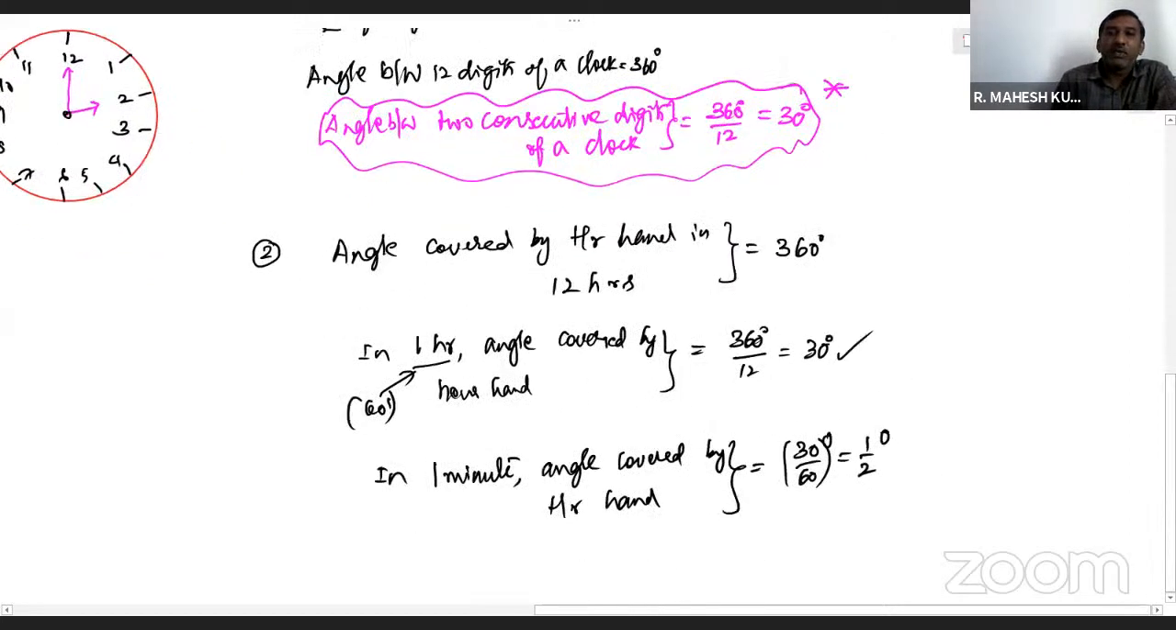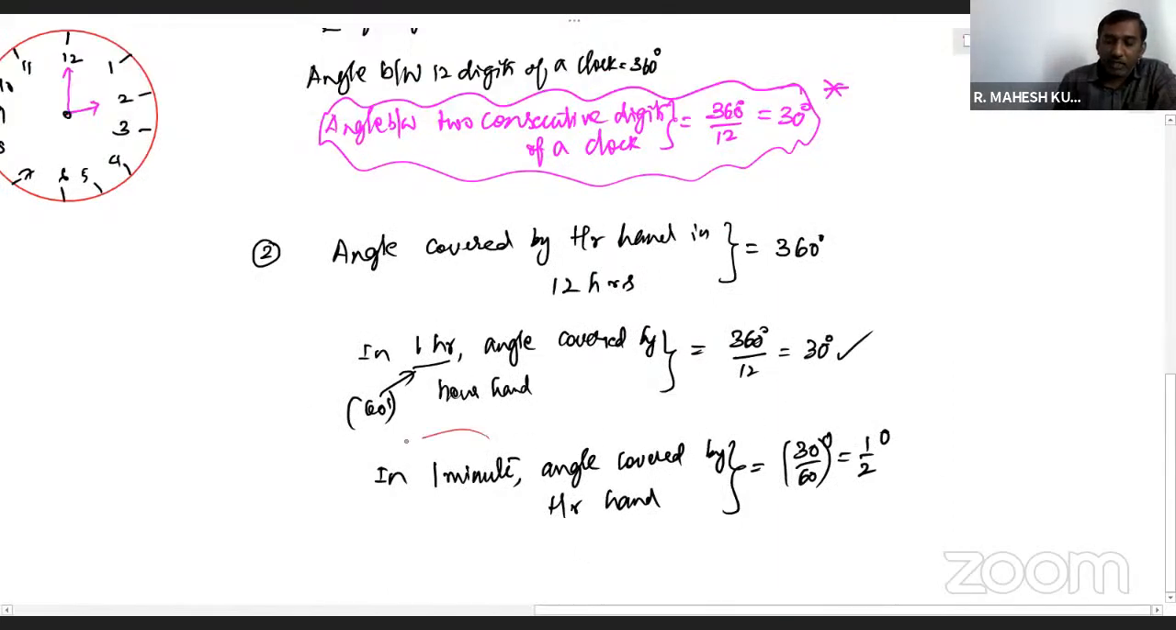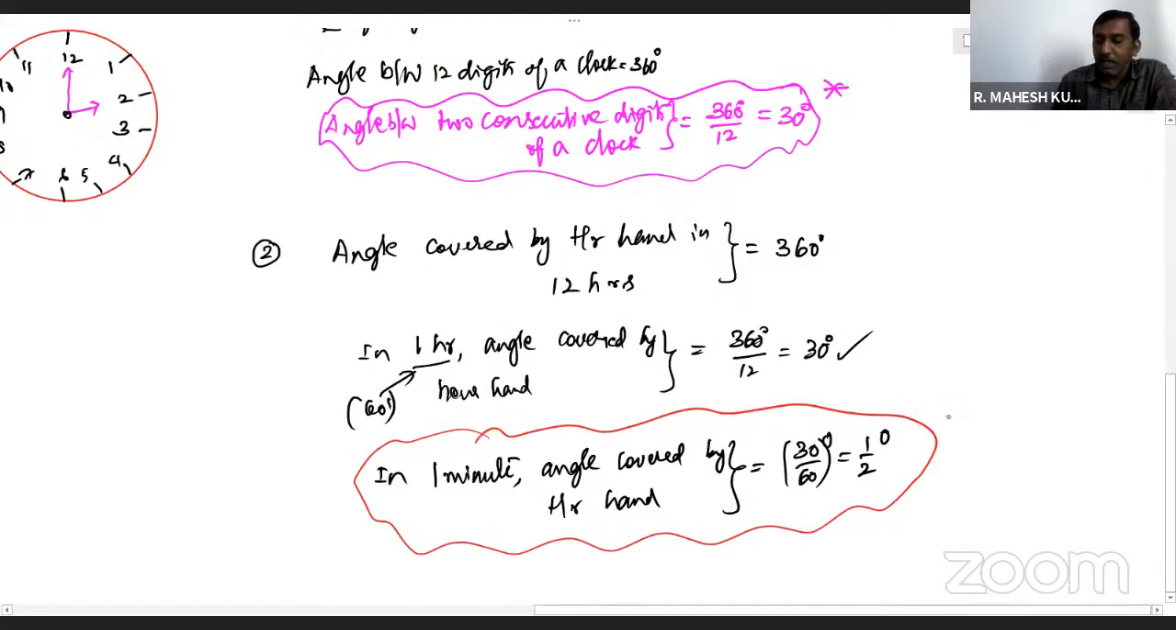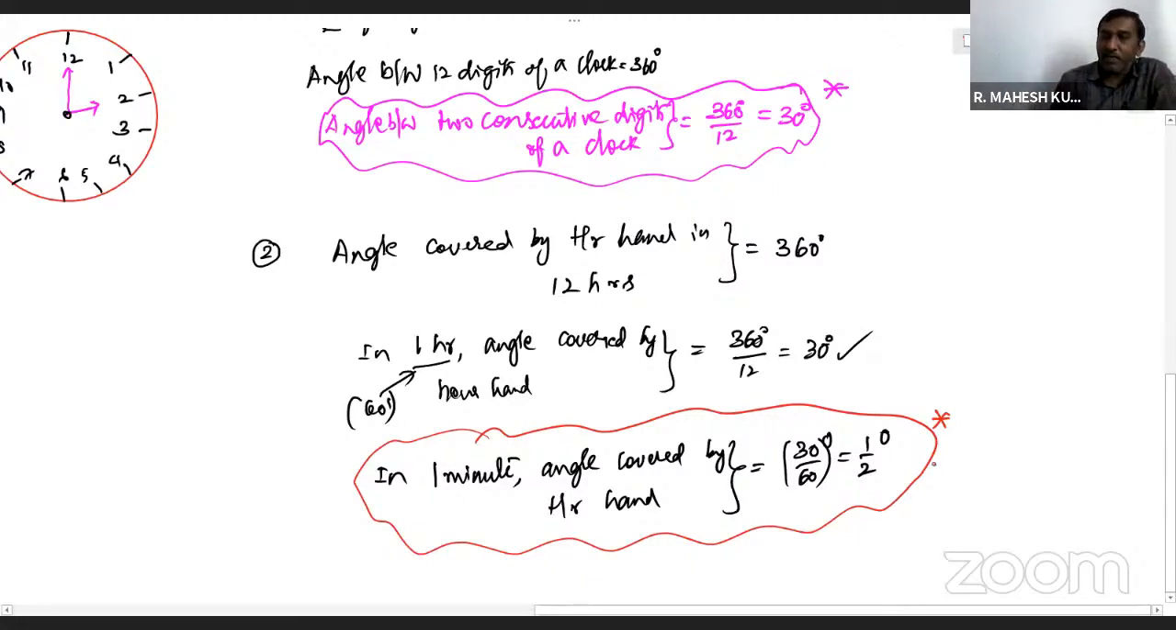This is a very, very useful result that I am going to use. So in 1 minute, the angle covered by the hour hand is half a degree. The hour hand always covers half a degree in 1 minute. The angle between two consecutive digits is 30 degrees. So in 1 minute, the angle covered by the hour hand is always half a degree. This is a very useful result, right?